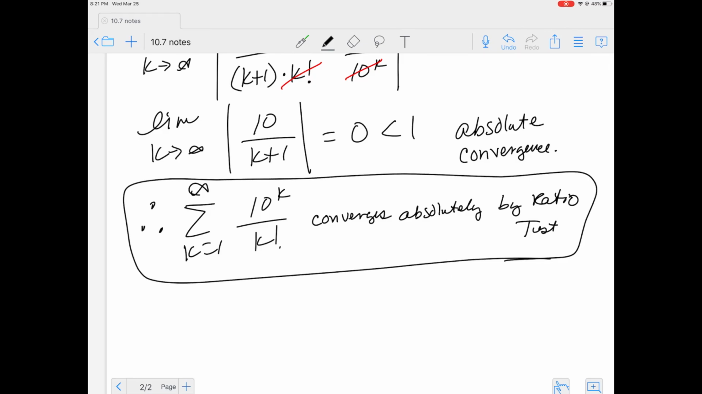Good. All right. Ratio test. You are just multiplying by that reciprocal and working it out. Okay.